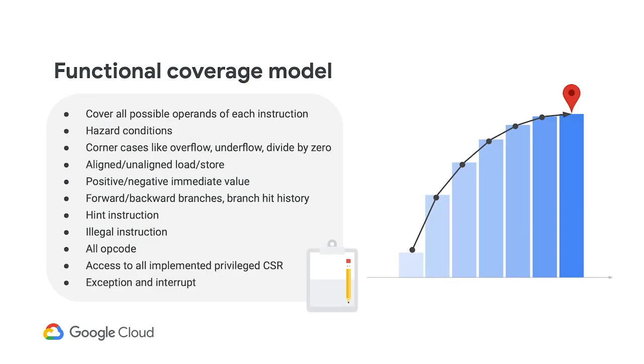So this is the list of the functional coverage we have put in place at this point. You cover all the different possible operands of each instruction. Hazard conditions are also important. Corner cases for each instruction: underflow, overflow, divide by zero, this type of thing. Unaligned memory access. And you have different operand values and branches back and forth. And if you have branch prediction logic, you care about different branch history, whether you hit or miss, different combinations. And also illegal instructions, and some privileged CSRs. So this is a very generic approach, and you can use it with your own test generator without having to hook up the RTL with our flow.